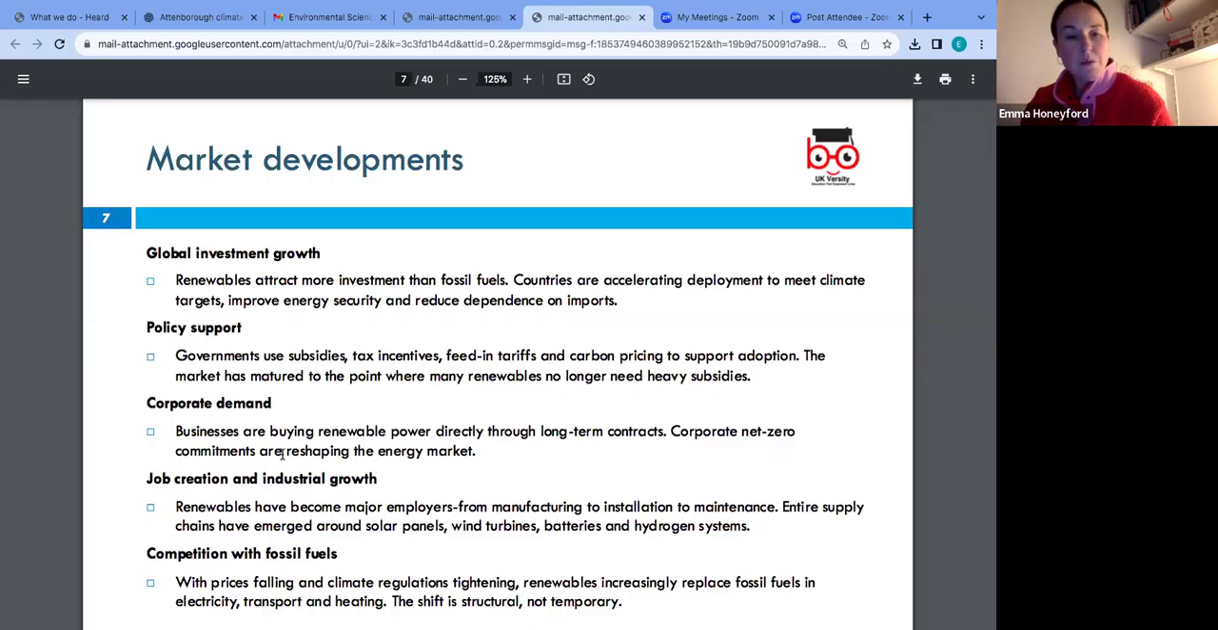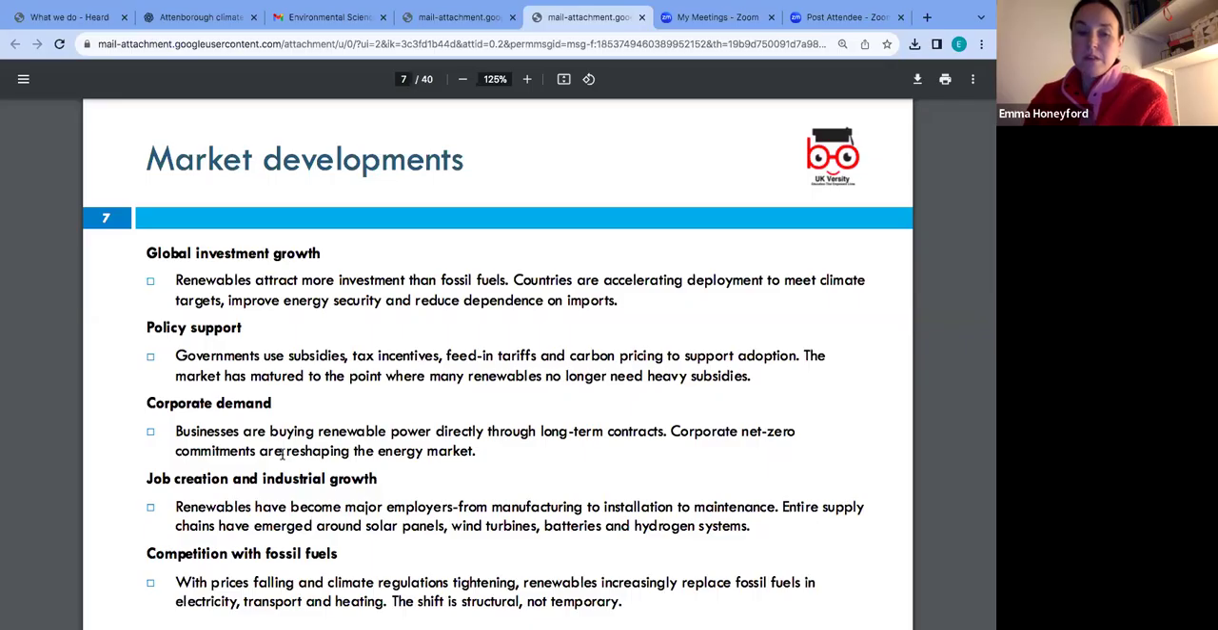Policy support. There has been a lot of support from governments using subsidies, tax incentives, feed-in tariffs, and carbon pricing to support adoption. But it has to be said that the market has matured to such a point where renewables no longer need heavy subsidies. So, that's positive news.